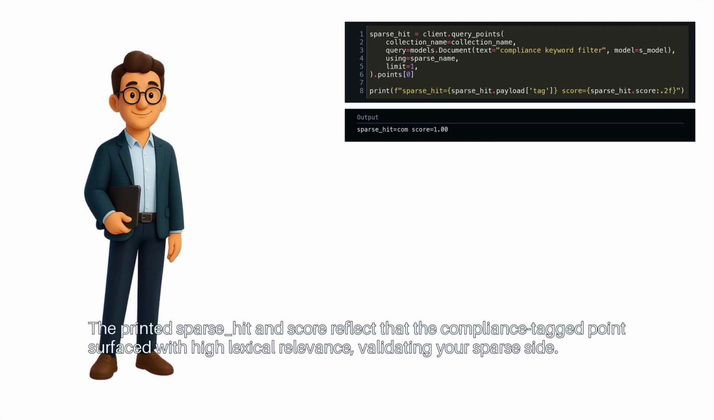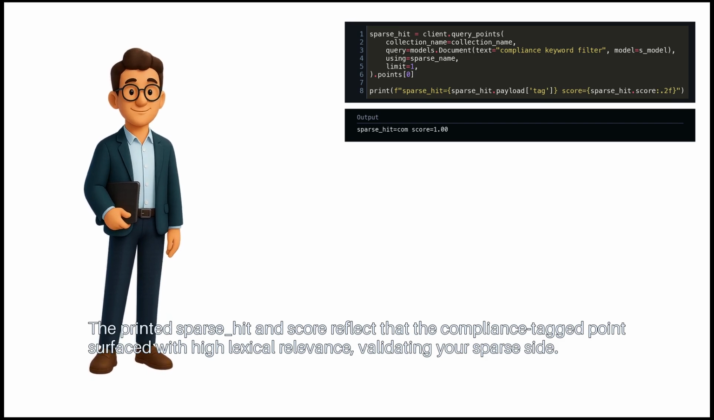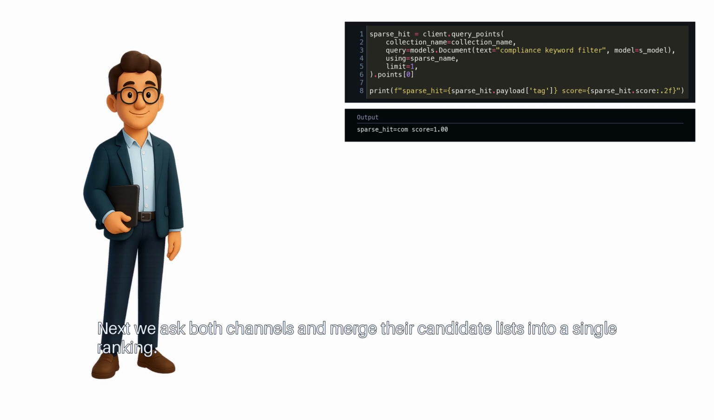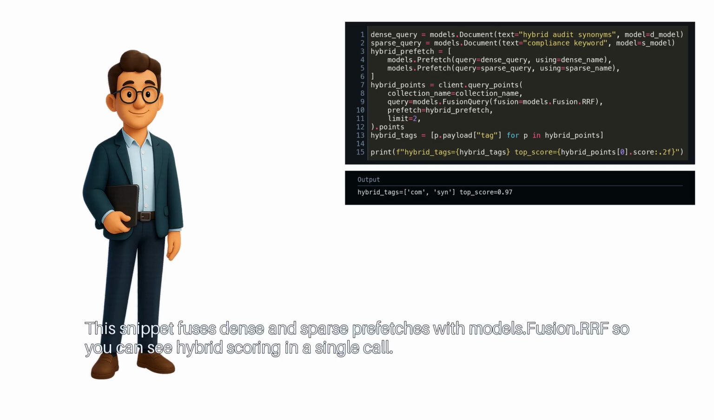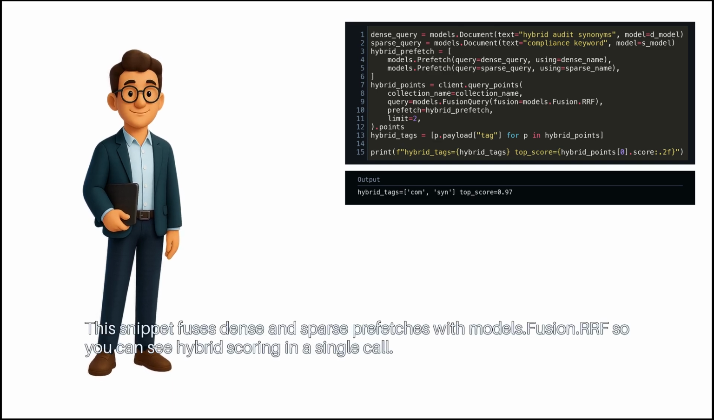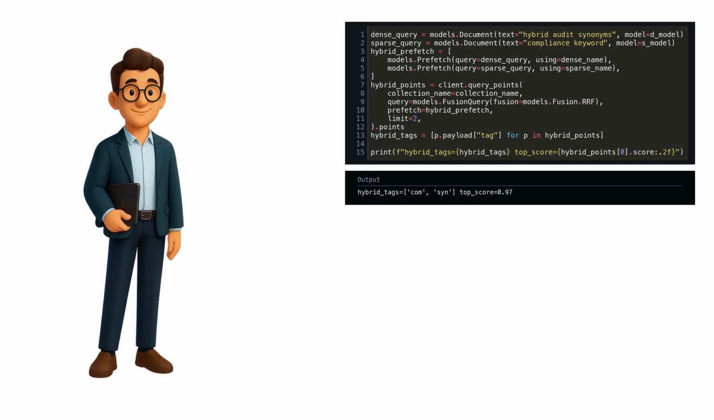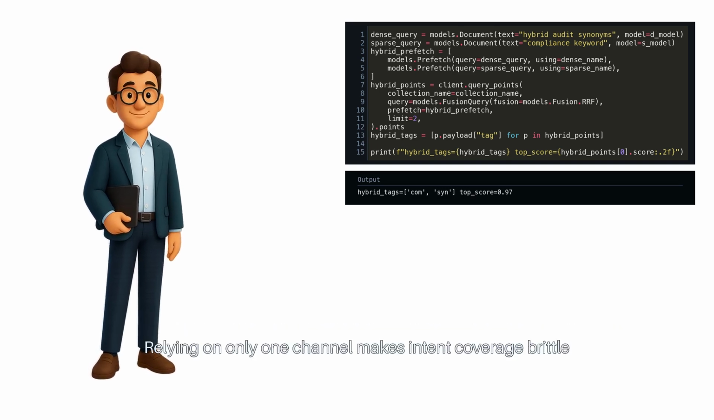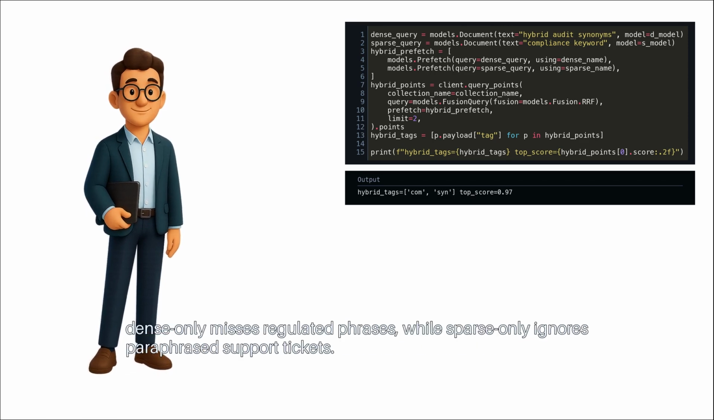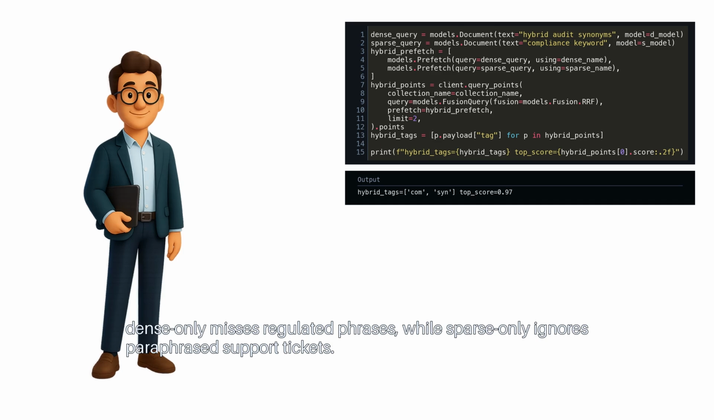The printed sparse hit and score reflect that the compliance tagged point surfaced with high lexical relevance, validating your sparse side. Next, we ask both channels and merge their candidate lists into a single ranking. This snippet fuses dense and sparse prefetches with models.Fusion.RRF, so you can see hybrid scoring in a single call. Relying on only one channel makes intent coverage brittle. Dense only misses regulated phrases, while sparse only ignores paraphrase support tickets.